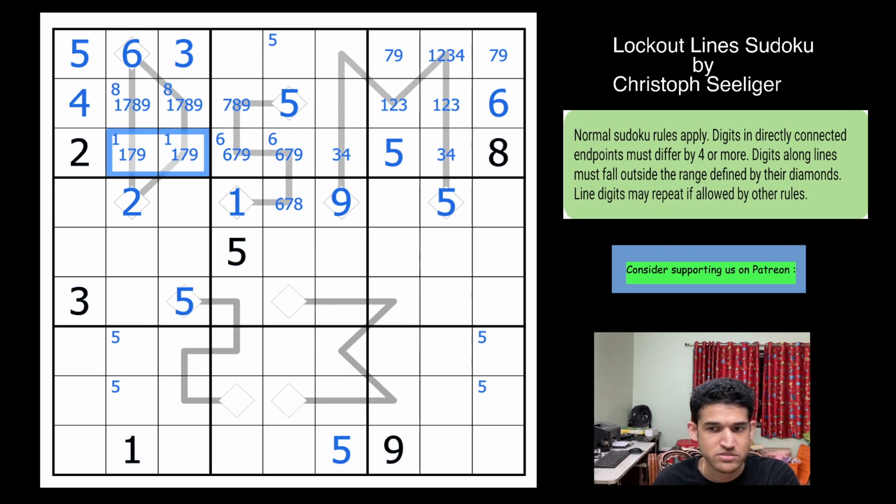So 1 is here, so 1 is not here. 7, 8, 9 triplet, and you have 8 here, so this is not 8. This will be 1, 2, and 3. And 2 is in these two cells, so 2 goes here. 6, 7, 9 triplet here, and 3 is not here, so 3 goes in this domino. Okay, 3 is not here.